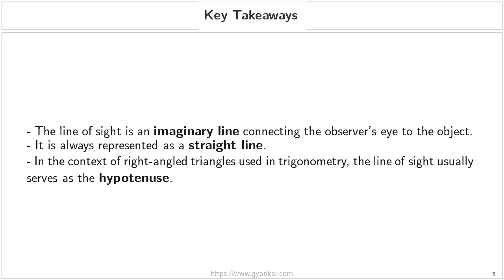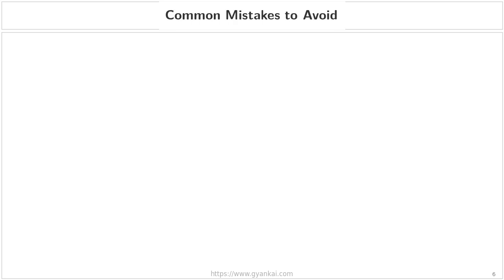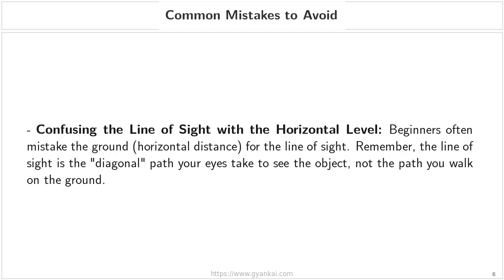Now, before we finish, I want to highlight a few common pitfalls that students often encounter when they start solving these types of problems. Common mistakes to avoid. First, watch out for confusing the line of sight with the horizontal level. When you are looking at a diagram, a common mistake for beginners is to mistake the ground, which represents the horizontal distance or the base of our triangle, for the line of sight itself. Always remember what we discussed in the previous slides. The line of sight is that diagonal path your eyes take to see the object, not the flat path you would walk on the ground.